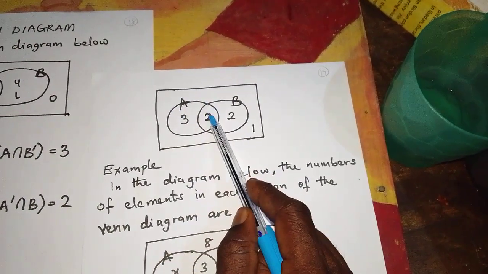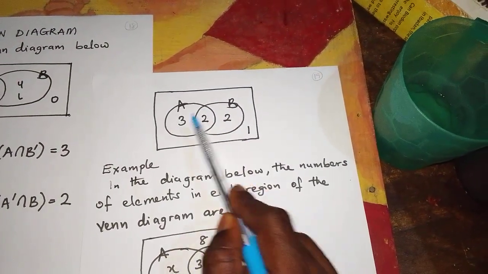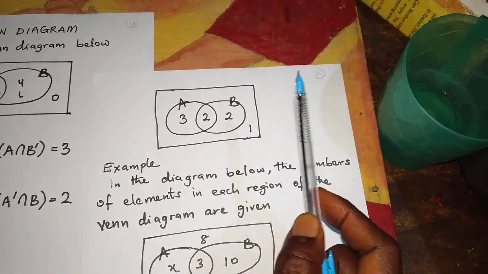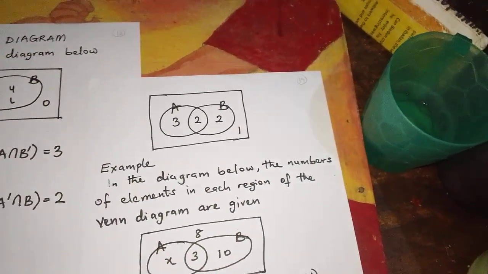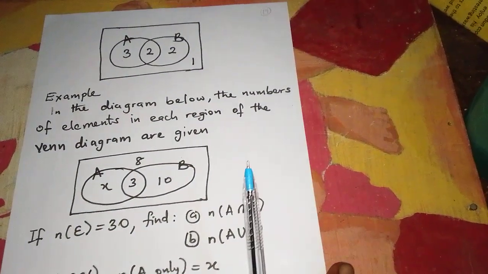A only, A intersection B, B only, and the one that is not in any of them. 3 plus 2, 5 plus 2, 7 plus 1, 8. Now let's move further. Let's look at this example.